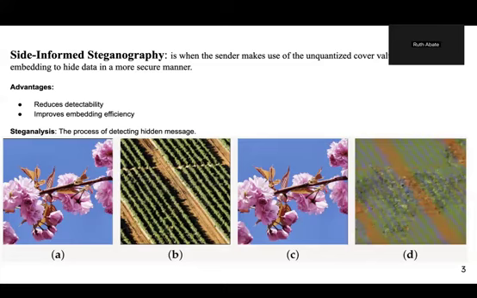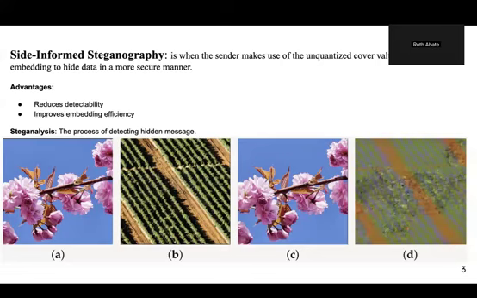At first glance, does anything seem different between A and C? Exactly. They look nearly identical. That's the power of side-informed steganography. It ensures that the image doesn't show obvious signs of tampering.